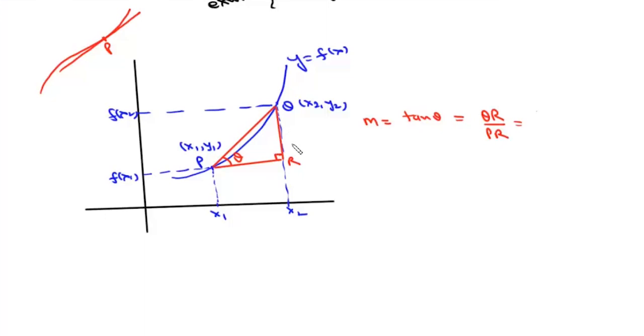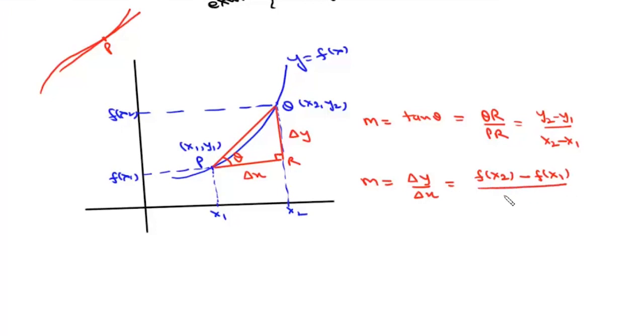Now QR is y2 minus y1 and PR is x2 minus x1. So we can write this slope as delta y upon delta x. So this is your delta y and this is your delta x. And we can also write this as f(x2) minus f(x1) upon x2 minus x1.